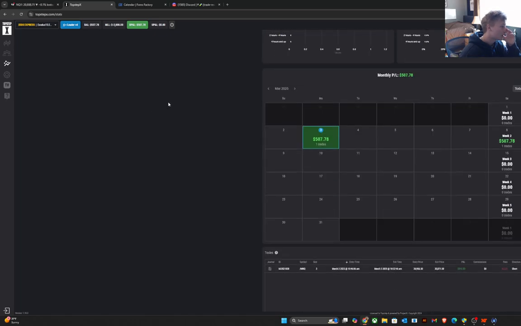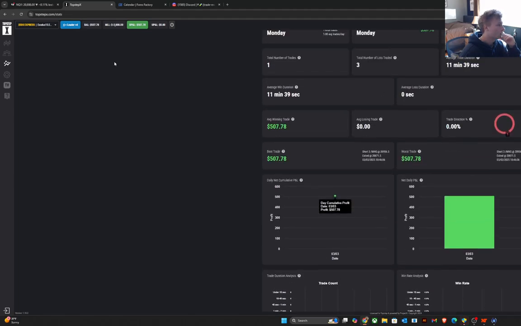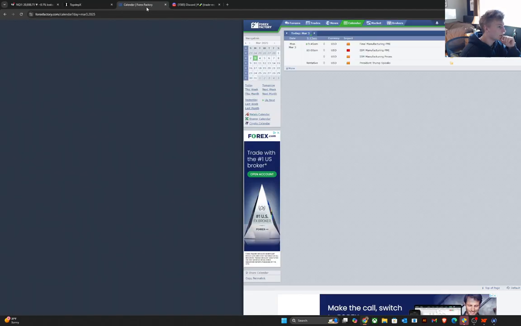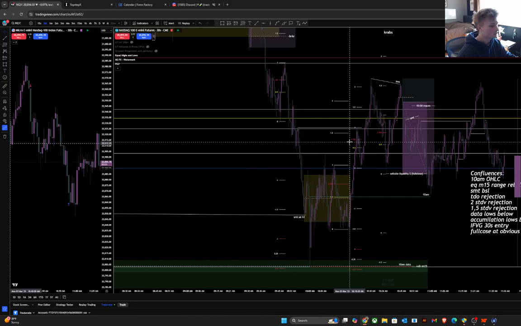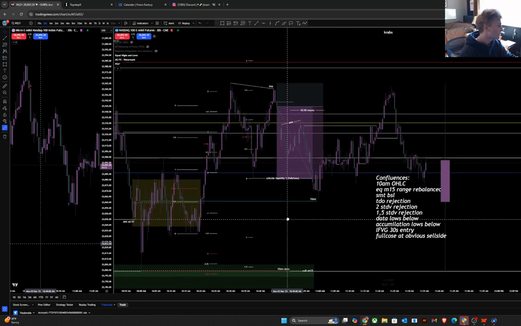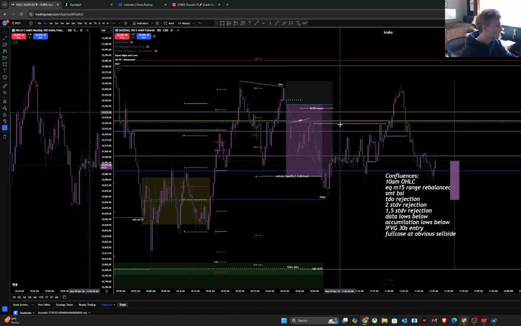So starting off the week, up about 2.5 R. Yeah, risk 200 on this trade. But yeah, news today, we had 10 a.m. news, so I went into the day waiting on this news to hit, waiting for that volatility and all that good stuff. But yeah, here's pretty much the trade that I ended up taking.